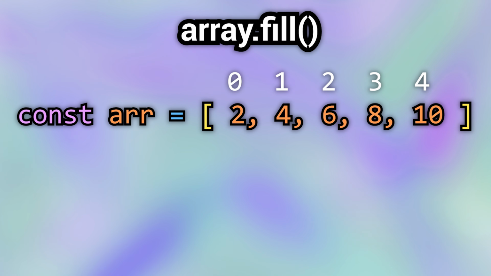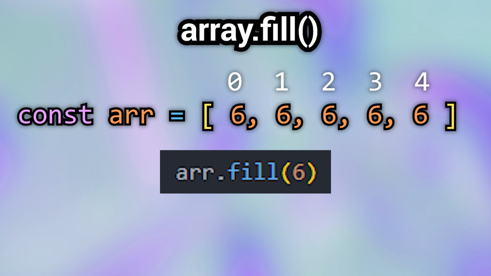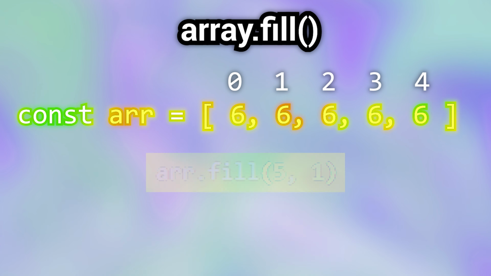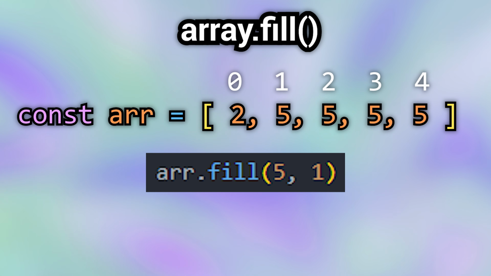If we want to quickly replace some elements in an array, we can use the fill function. A basic example is just putting one number. This is going to replace our entire array with this one number. We can also give it a starting value. So if we say arr.fill(5, 1), our array will change to 2, 5, 5, 5, 5.